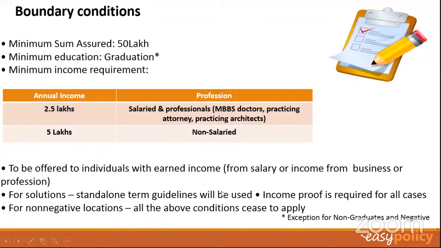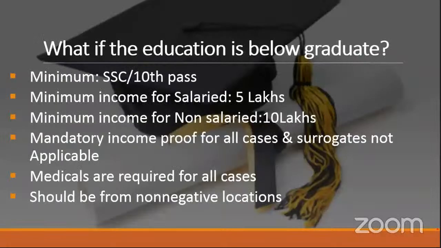Let's suppose a customer is 12th pass only, but he has an income of 15 lakhs. So we cannot assure him that yes, you are eligible for telemedical. Yes, he can be offered a term plan, but again, he has to go for the physical medicals. So these are the boundary conditions.